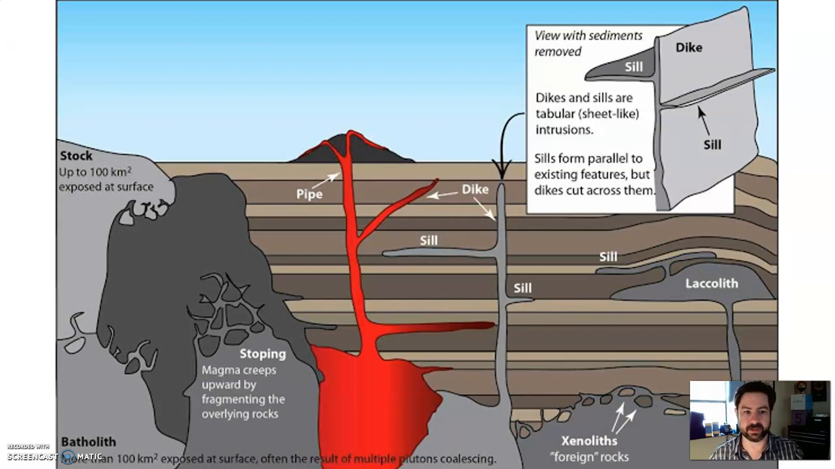Just another look at some of those. So igneous rocks don't only form volcanoes. There are these other structures that we can sometimes see in the layers of the earth. So we'll go ahead and pause there.